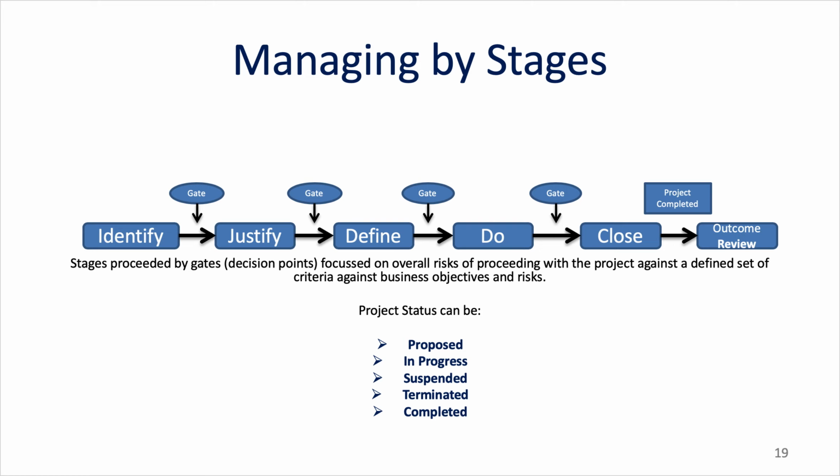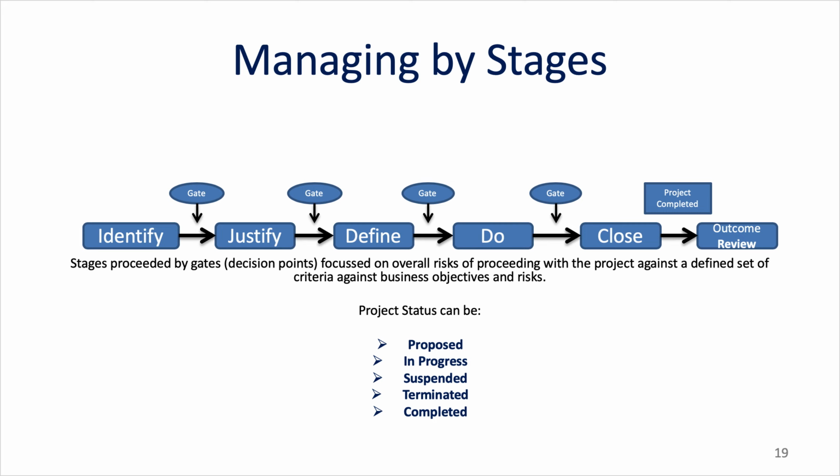Between each stage gate, you will see a small gate. That's your decision point. So once you've done identify, for example, the decision must be made. Do you carry on and move to justify, or do you need to do some more work under identify? Equally, when you get to justify and you're ready to move into define, you stop and have a decision gate there to say, have we justified the project enough, and are we ready to move on to define?